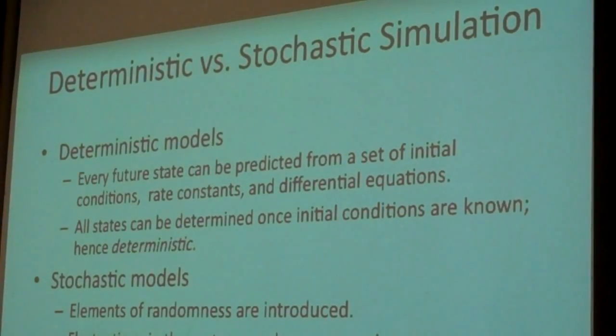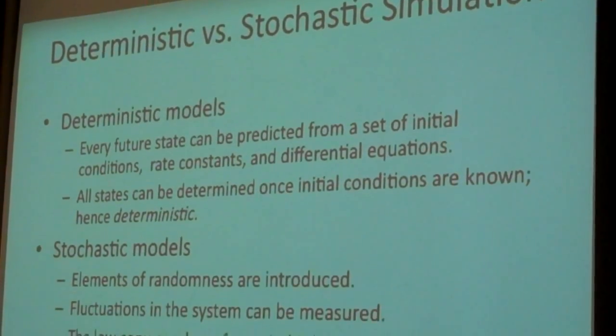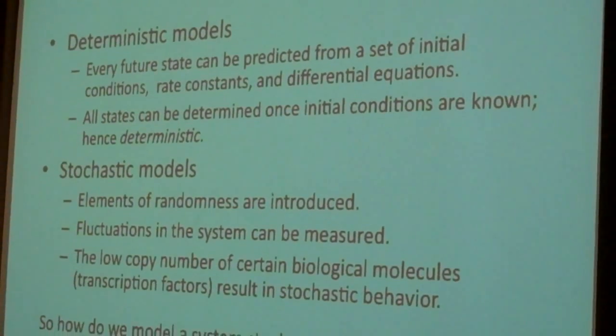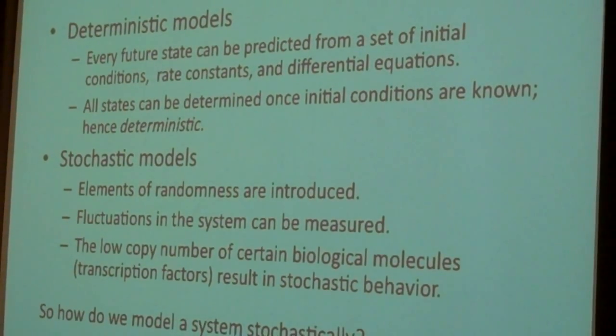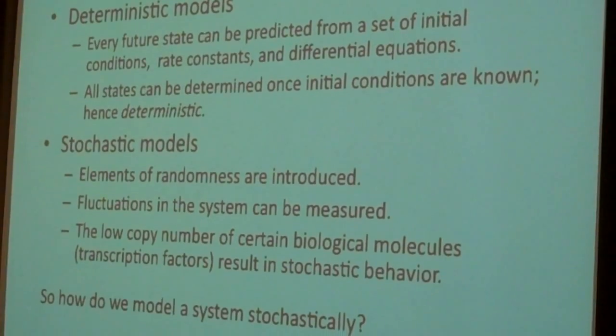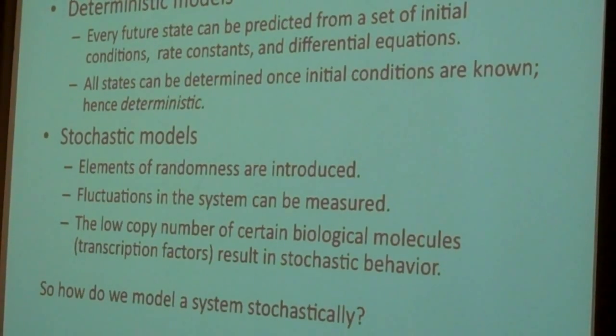A deterministic model, as I've already discussed, is one where every future state can be predicted from a set of initial conditions, rate constants, and differential equations which describe the possible reactions. All states can be determined once the initial conditions are known, hence it's deterministic. In stochastic models, we introduce elements of randomness. We can measure fluctuations in the system. And as I just said, the low copy number of certain biological molecules really results in stochastic behavior, and that's becoming more and more evident as more and more research is done into how chemical reactions occur in living beings.